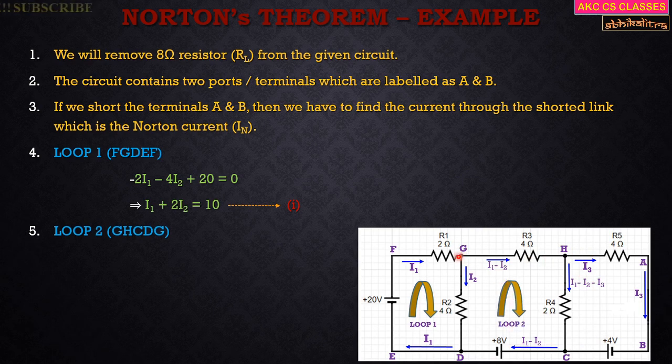Starting with G, we are moving from G to H, and the current direction is also in the direction of our movement, right? So there will be a drop of IR. What is the value of I? I1 minus I2, and the resistor value is 4 ohm. So what is the drop? The drop will be minus 4 times (I1 minus I2).